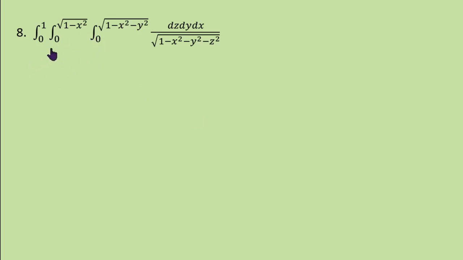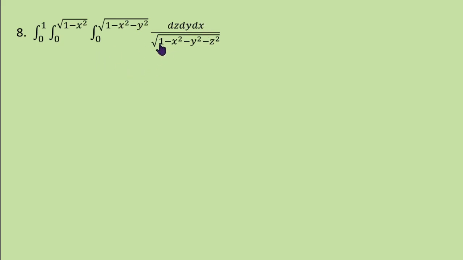Now, one more example, a triple integral: 0 to 1, 0 to root 1 minus x square, 0 to root 1 minus x square minus y square, dz dy dx by root 1 minus x square minus y square minus z square. Now, this is a function of x, y, therefore first integrate with respect to z. Then this is a function of x, so next integrate with respect to y. The remaining one is x, integrate with respect to x. So the given order is correct: dz dy dx.